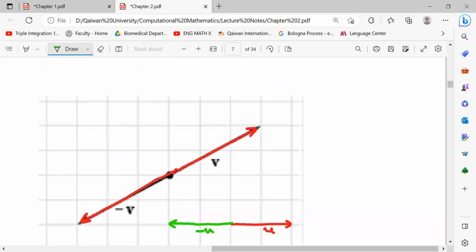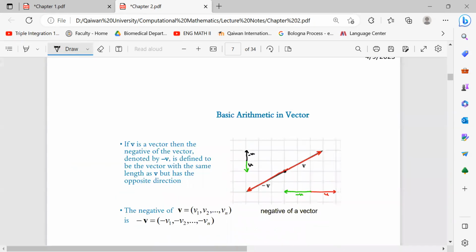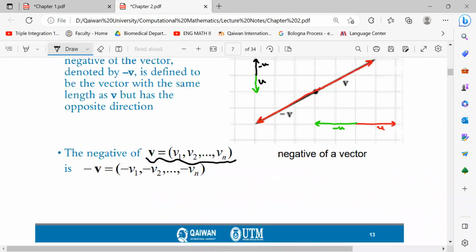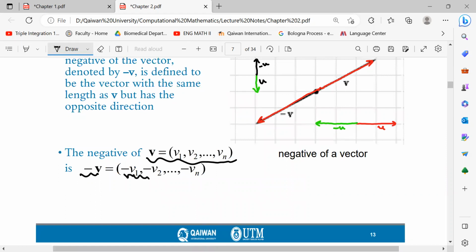What if we have this? Let's say this is u. How about negative u? It is in the opposite direction with the same length. This is u, this is minus u. That's how to find the negative of a vector. If v is a vector, when you say minus v, you need to give a negative value to all of the components of the vector.